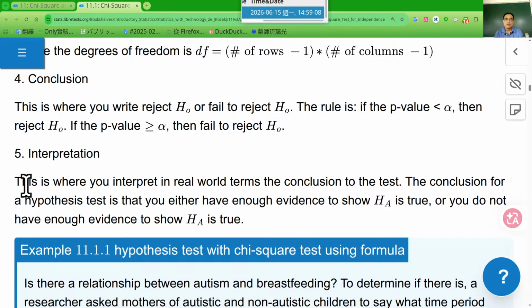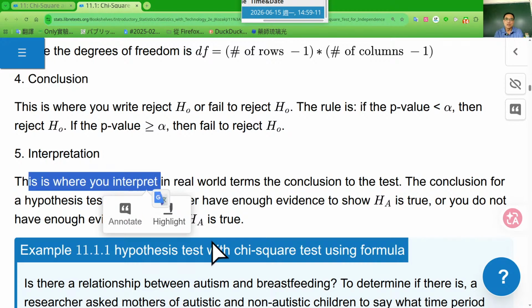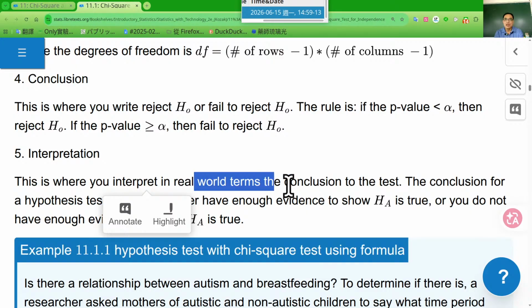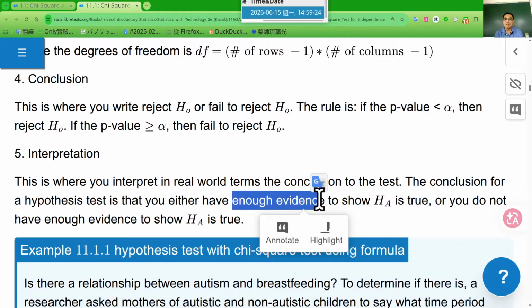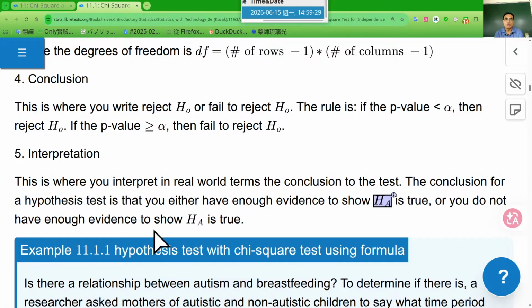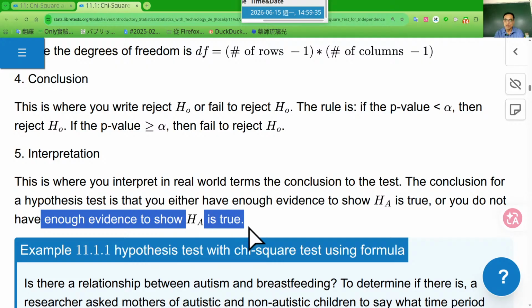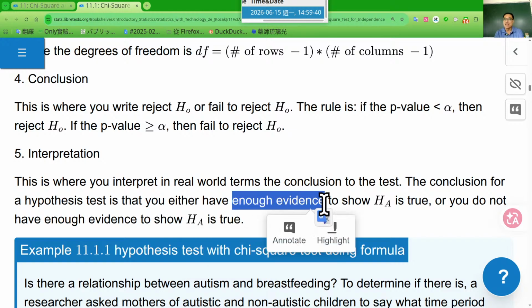Interpretation. This is where you interpret in real-world terms and conclude the test. The conclusion for the hypothesis test is that you either have enough evidence to show the alternative hypothesis is true, or you don't have enough evidence to show that it is true. Do you have enough evidence? It depends on your calculation, especially the p-value.